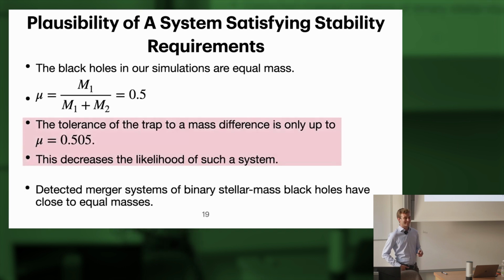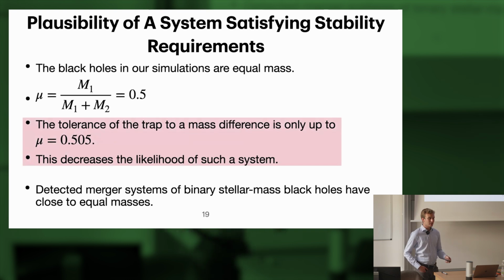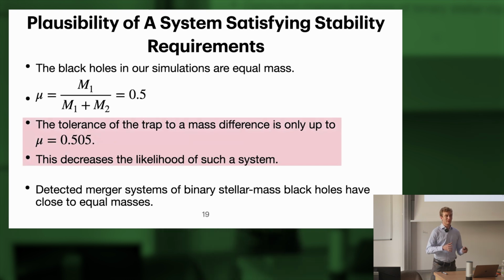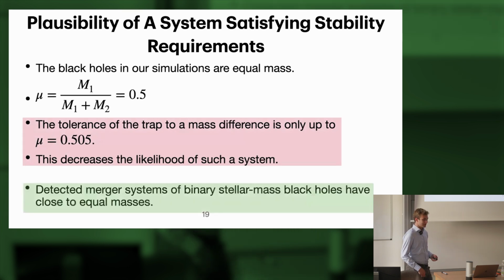On the other hand, detected merger systems of stellar mass black holes actually claim that most of the black holes in the binaries have a mass ratio near unity, which is nice. This maybe says that our system is not that unlikely at all.